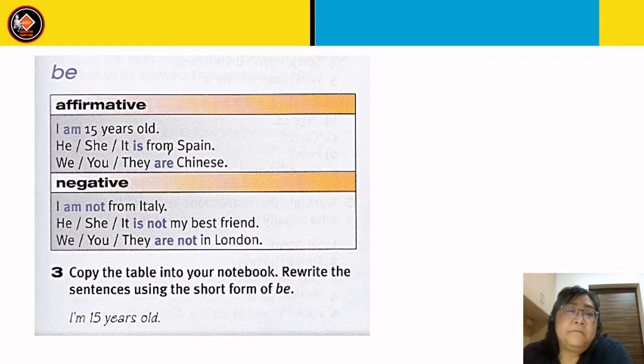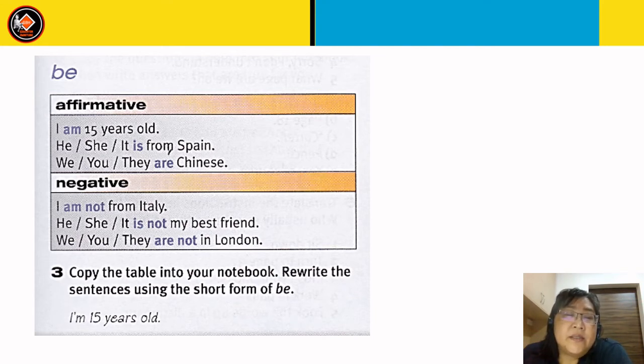Let's look at B. Affirmative. I am 15 years old. For he, she, it, the verb to be is is. For example, he is from Spain, she is from Spain, it is from Spain. For we, you, they, be is are. So we are Chinese, you are Chinese, they are Chinese.